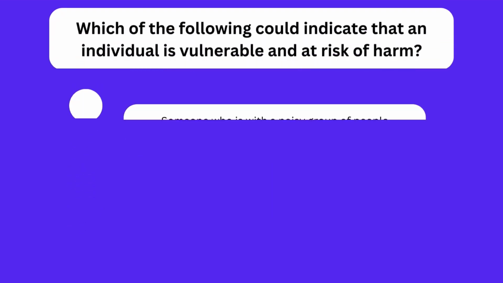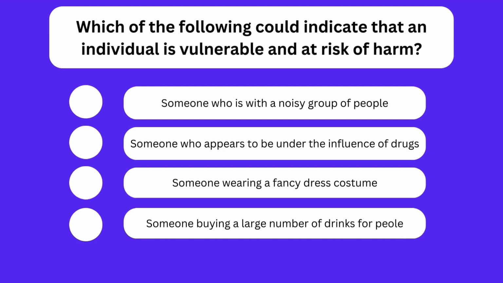Next question is, which of the following could indicate that an individual is vulnerable and at risk of harm? So the correct option is the second one. If someone appears to be under the influence of drugs, then that can be an indicator of him being vulnerable or at risk of harm.